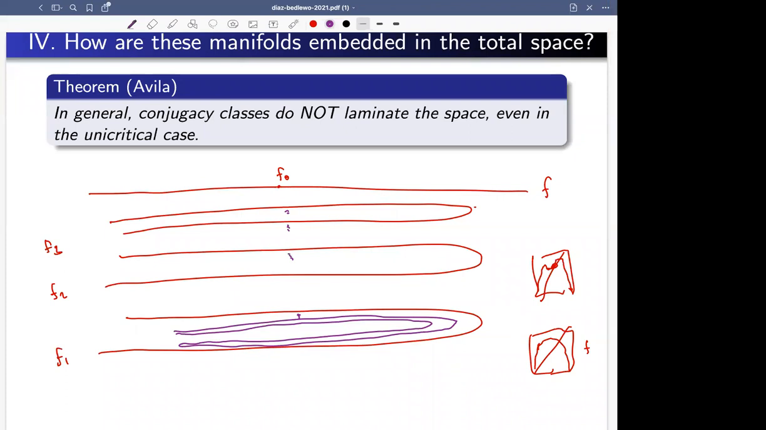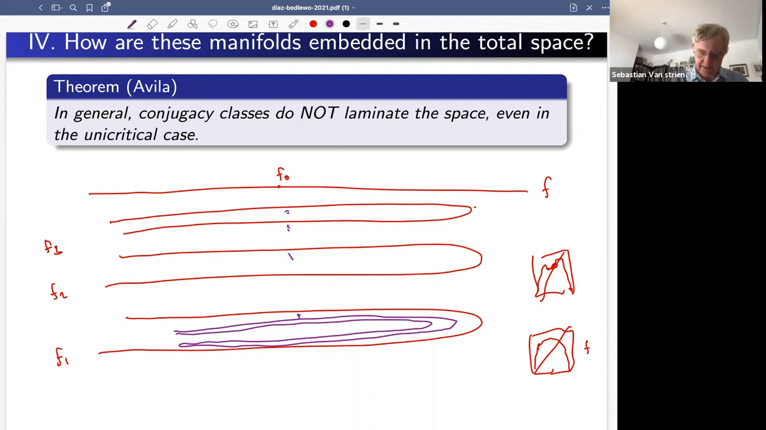Sebastian. Yeah. So these are drawings not of the maps, but of their conjugacy classes. Is that it? That's right. Yes, absolutely right. So strictly speaking, thank you for asking. This should really be this conjugacy class.